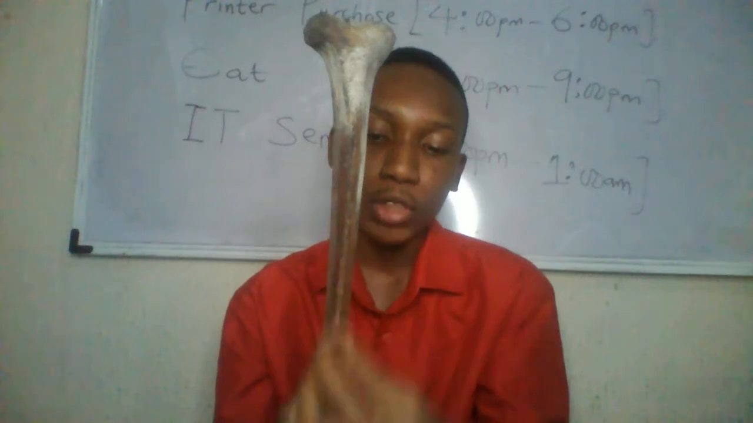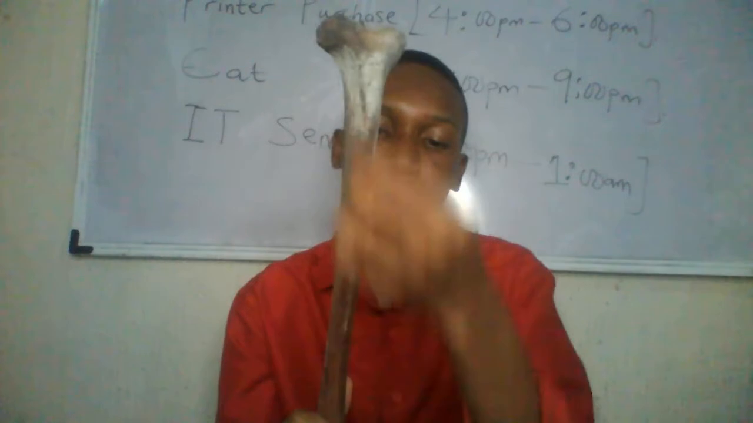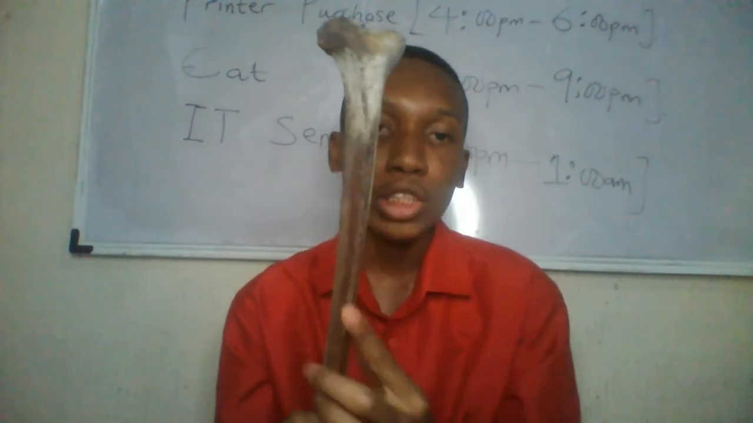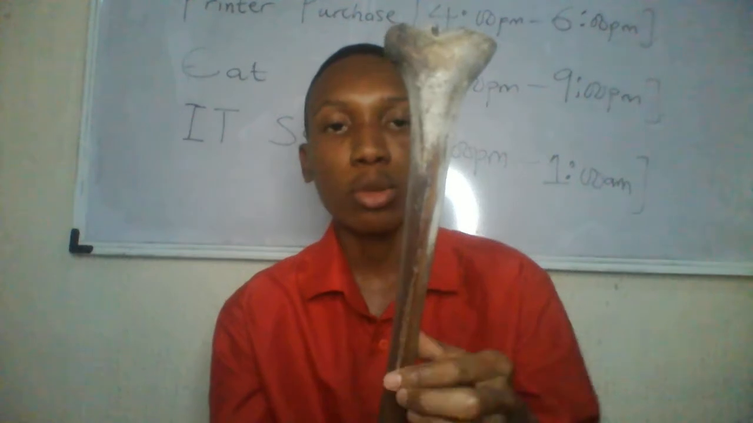On the anterior surface, you have a border. You can see this prominent ridge along the anterior surface. This prominent ridge is known as the anterior border of the tibial bone. This is the anterior border. Are you getting it? So now, laterally placed, you're going to also find a border.